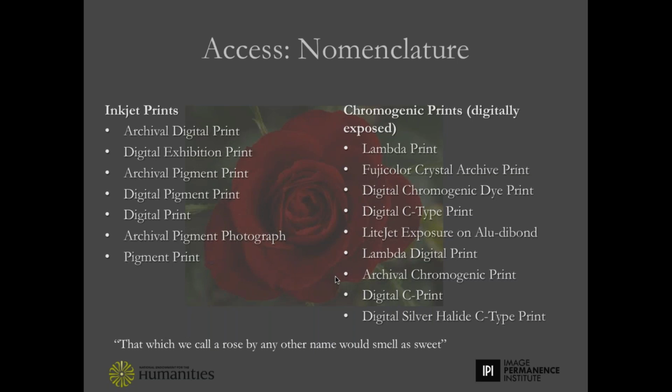C-print, Type C, and C-type are all variations on a proprietary name that specifically refers to Kodak chromogenic paper available between 1955 to about 1959. Similarly, Fuji Crystal Archive is a proprietary name for a specific Fuji product. So in the end, the process name is chromogenic, and this is what should go in your medium field. All this other information, like Lambda, Fuji Color Crystal Archive, is really important information, but that should go into other fields, like maybe the attributes field.